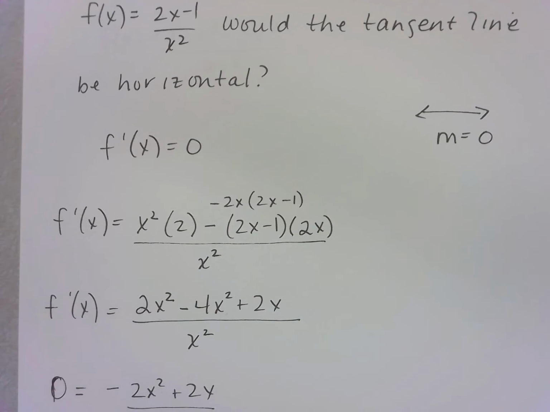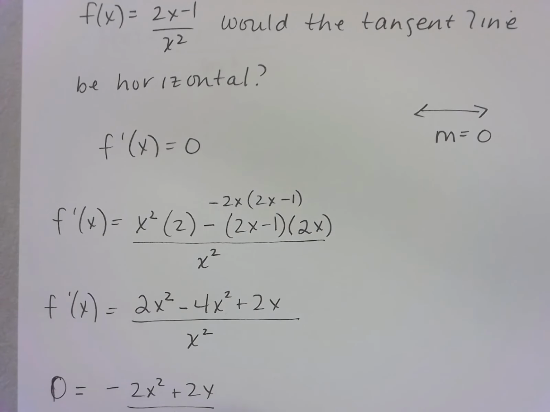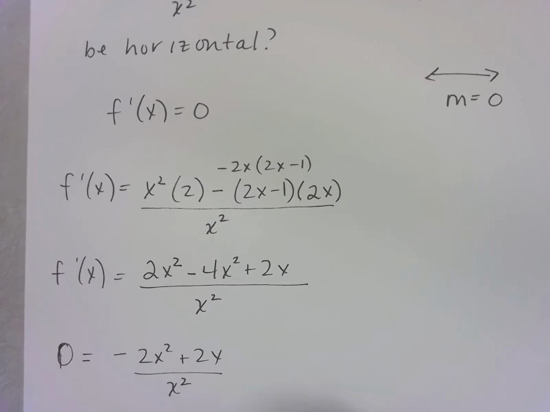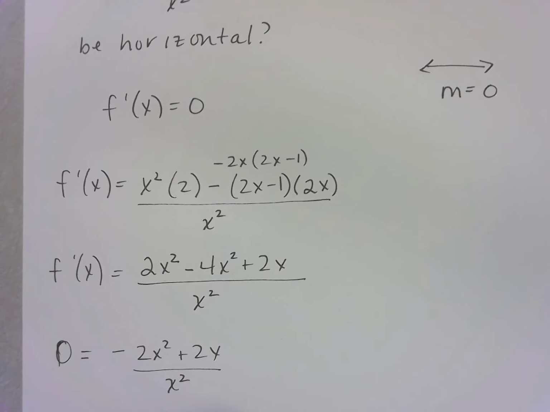My first step here, I can just multiply the x squared by both sides, and I immediately get 0 equals negative 2x squared plus 2x. I notice that there is a common 2. I'll factor out the negative as well, and an x, leaving me with x minus 1.